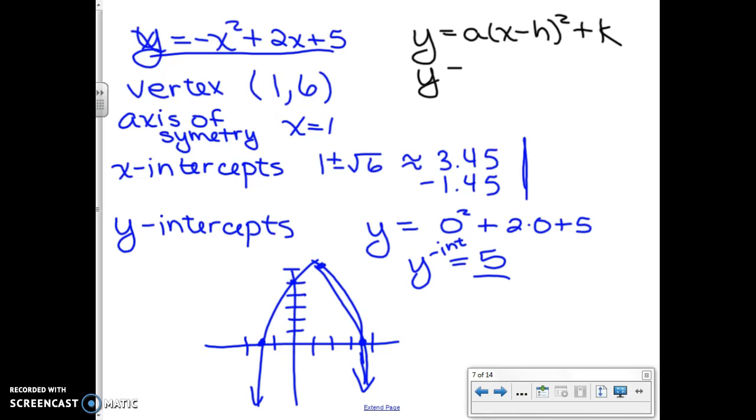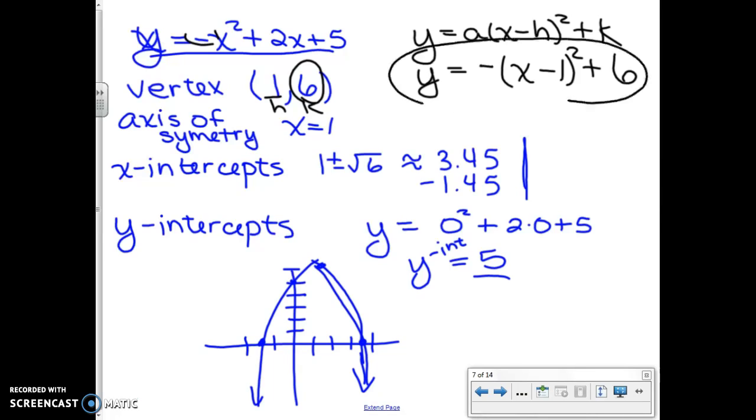So a remains the same. A is my negative 1. So I'm going to just have negative 1 there, or a negative. And then it is (x minus 1) squared plus 6. This one is h, and this one is k, because we have h comma k when we go through and do our directrix. And there you have the equation for the parabola in standard form.